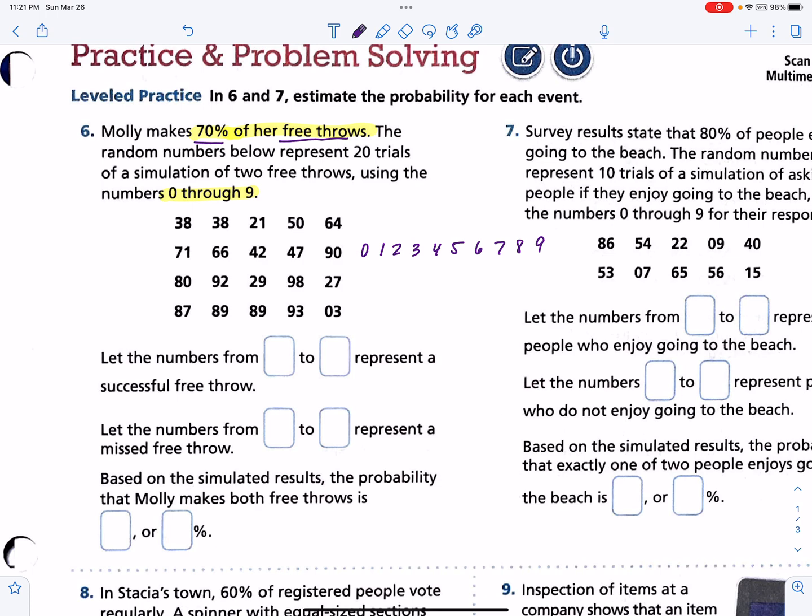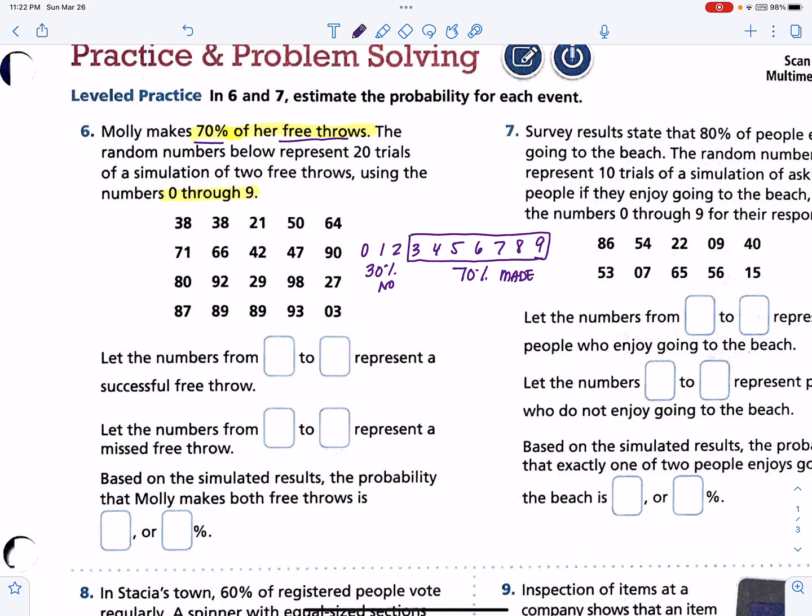70% of her free throws are made. So let's have that be the good side. If you look, because we started at 0, we actually do have 10 numbers here. So 1, 2, 3, 4, 5, 6, 7. This is 70% worth of numbers. And then 80, 90, 100 is the other amount over here. This is my good, or made them. And this is no, I did not make them side.